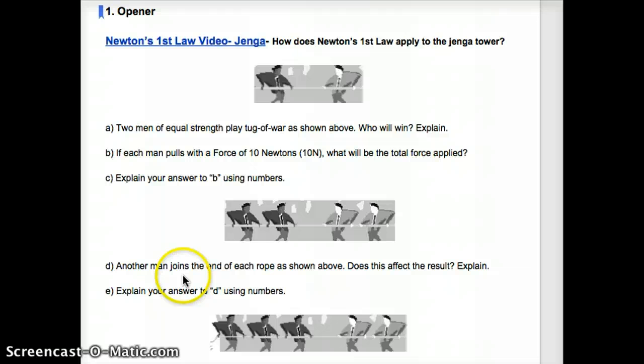Okay, look at D and E here. Now we have two men on either side, so every one of the guys has a double. Does this change the result? And then explain this using numbers. Pause now and do that with your partner.